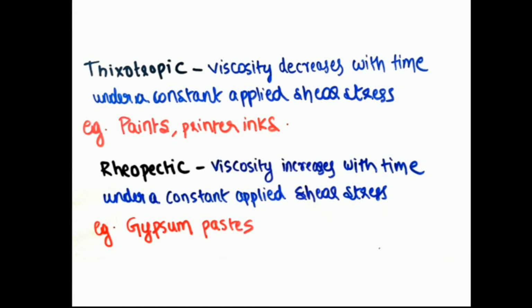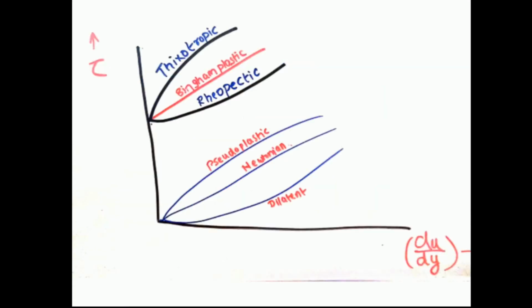Then we can define thixotropic as viscosity decreasing with time under a constant applied shear stress. We can see when we apply constant shear stress here, the slope of the thixotropic is continuously decreasing. That is, viscosity is continuously decreasing.